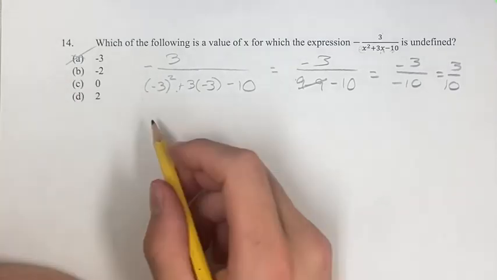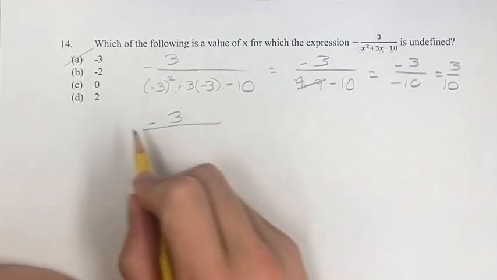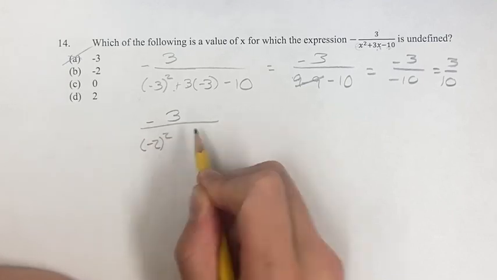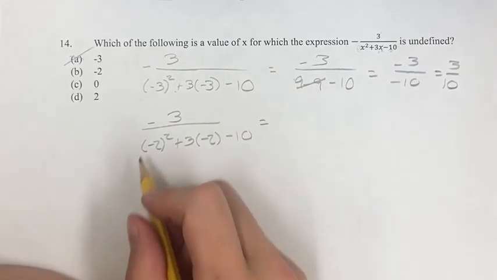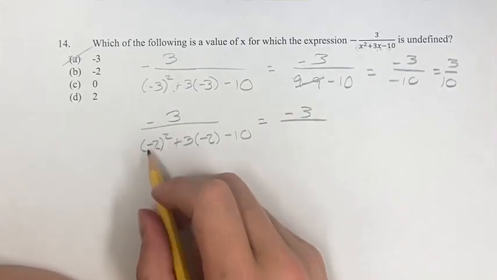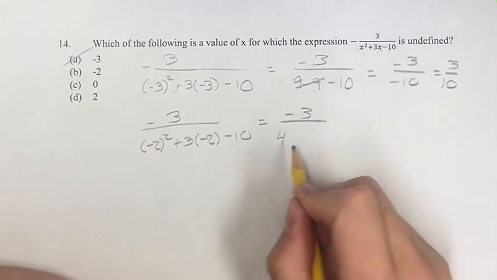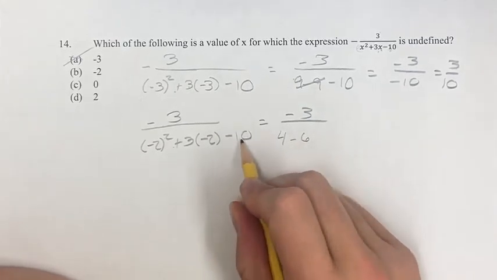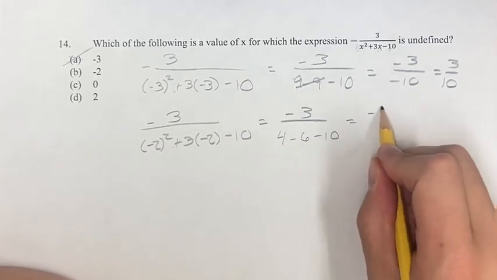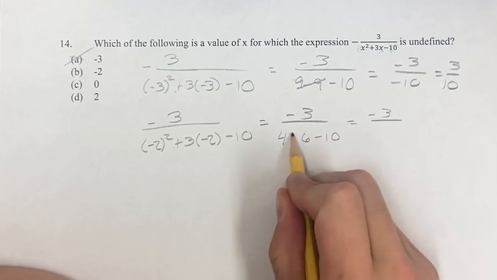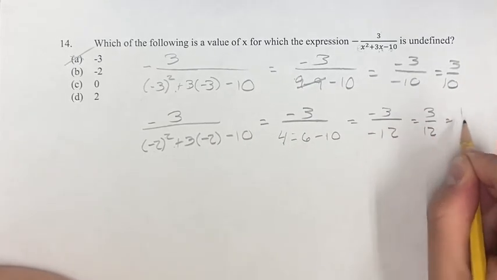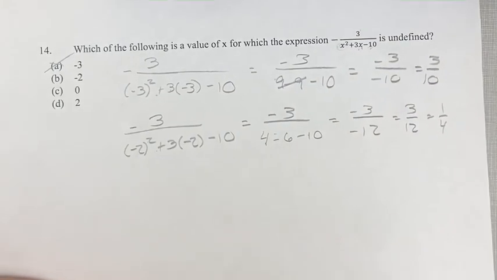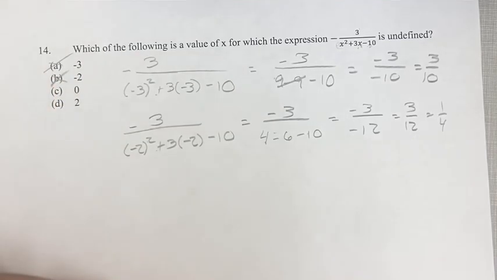Now, -2. We have -3 over, and again, just plug in -2. -2 squared plus 3 times -2 minus 10. Here we have -3 over, -2 squared is 4, plus 3 times -2 is -6, and then minus 10. We have -3 over, 4 minus 6 is -2, minus 10 is -12, and this is 3 over 12, or just 1 over 4. So again, this is defined. So B is not our answer.